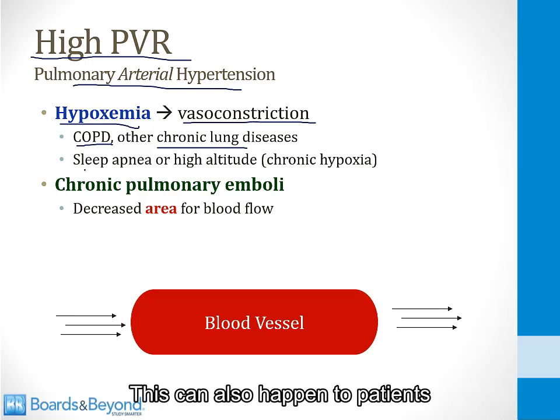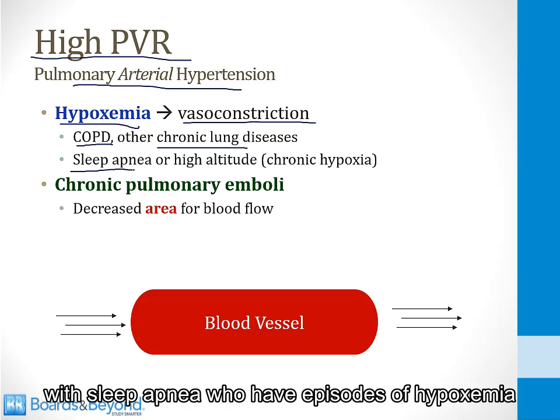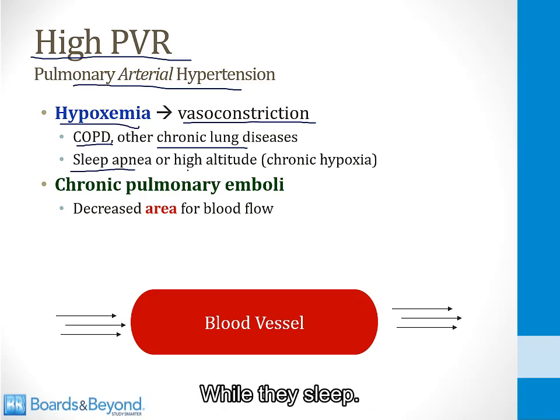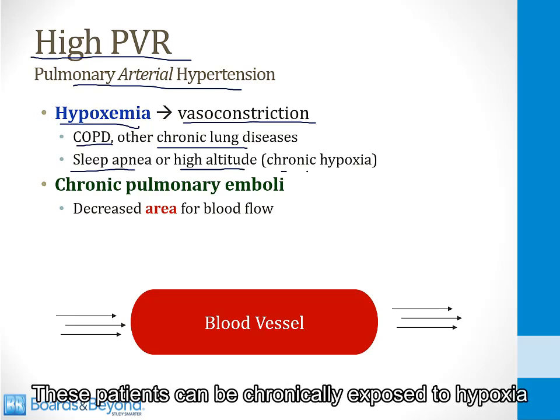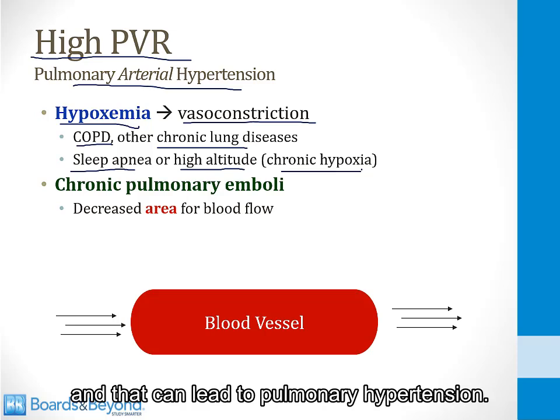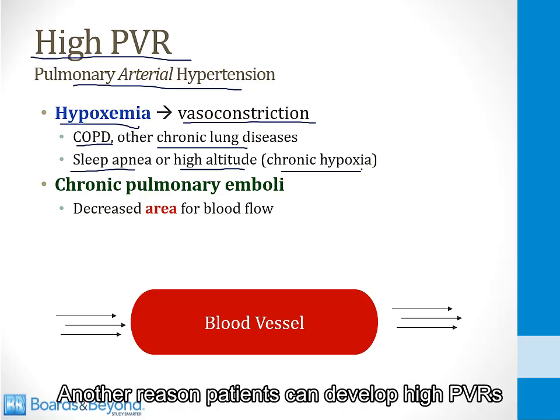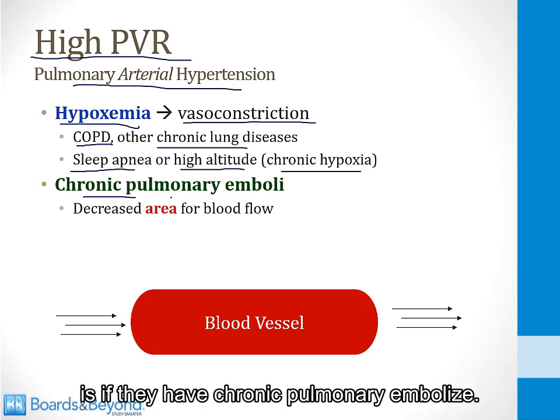This can also happen to patients with sleep apnea who have episodes of hypoxemia while they sleep. It can also happen to patients who live at high altitude. These patients can be chronically exposed to hypoxia, and that can lead to pulmonary hypertension. Another reason patients can develop high PVR is if they have chronic pulmonary emboli.